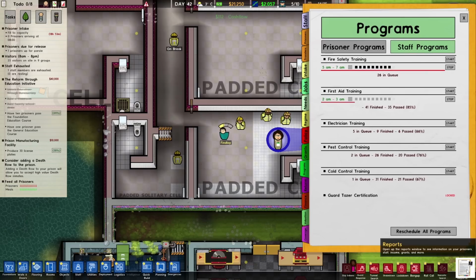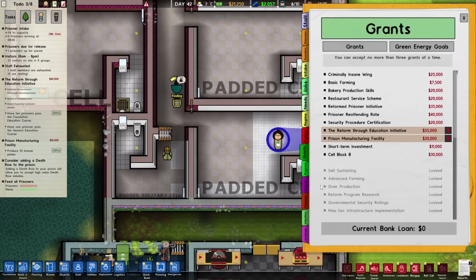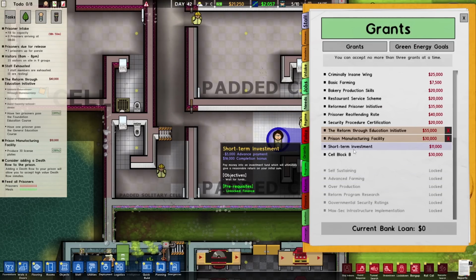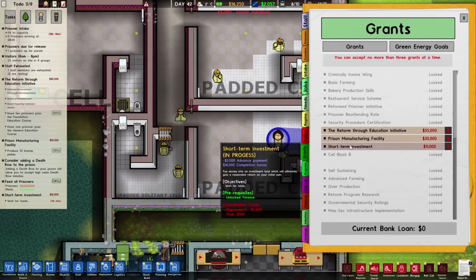Can we take another grant? Can we take another one of these? So, I mean, yeah, we could do a short-term investment. We can certainly do with losing 11 grand. That's okay. We can cope with that, not losing 11 grand, losing 5 grand to then get 16 grand back in the long run, in the short run, I suppose. I think that should be okay. So let's do that for now.